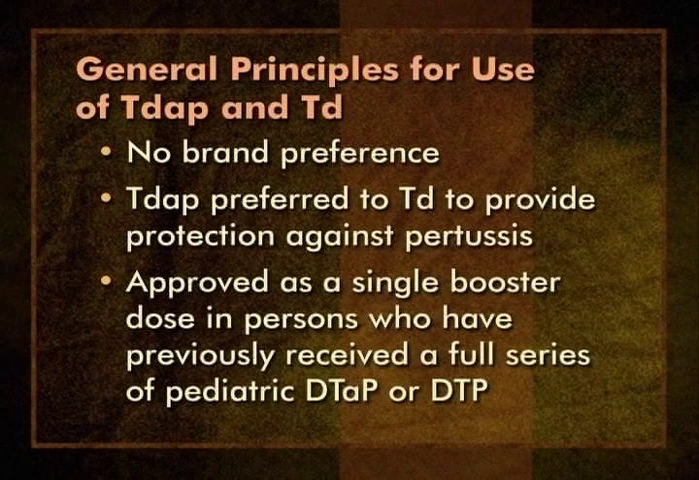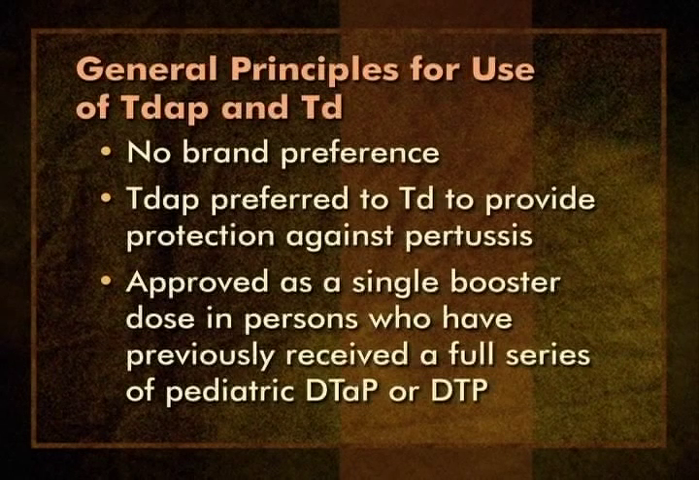The ACIP recommendations for use of Tdap vaccines among adolescents 11 through 18 years of age were published in the MMWR in March 2006. Recommendations for the use of Tdap among adults were published in December 2006. A few general principles apply to the use of Tdap and TD in both adolescents and adults. The recommendations address vaccination to protect against tetanus, diphtheria, and pertussis. ACIP has not stated a preference for one brand of Tdap, although each vaccine should be used within its approved age range. In most situations, Tdap is preferred to TD to provide protection against pertussis.